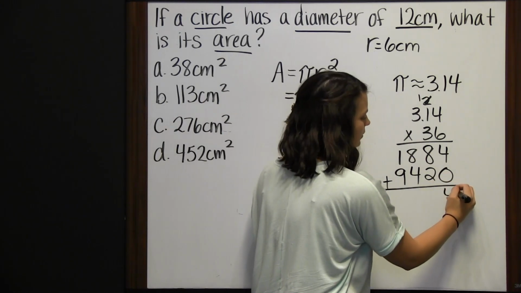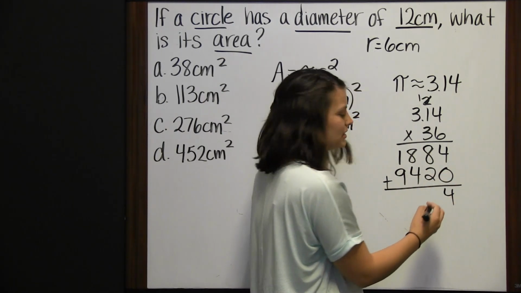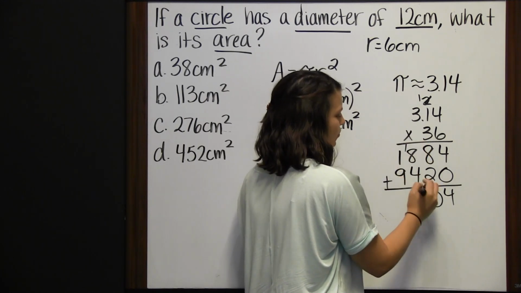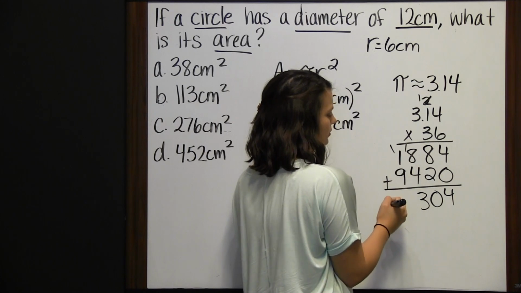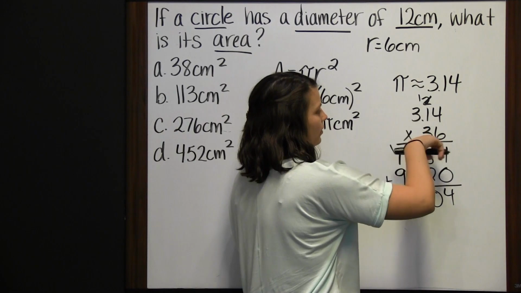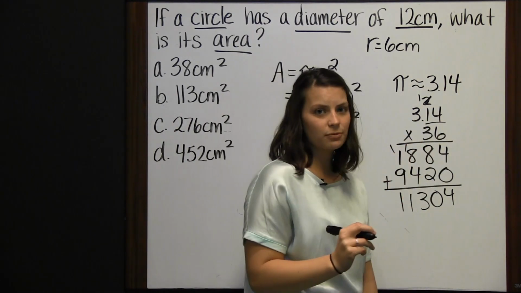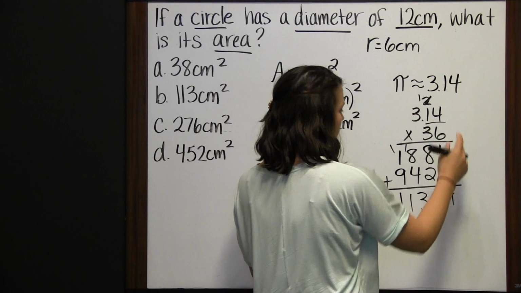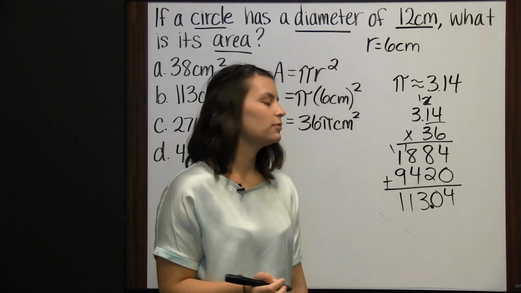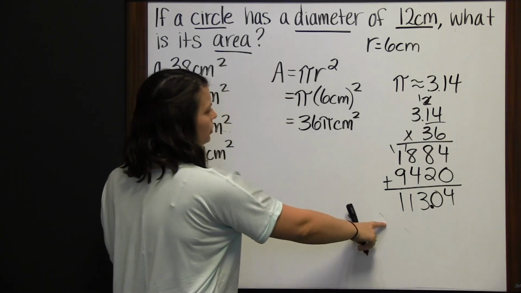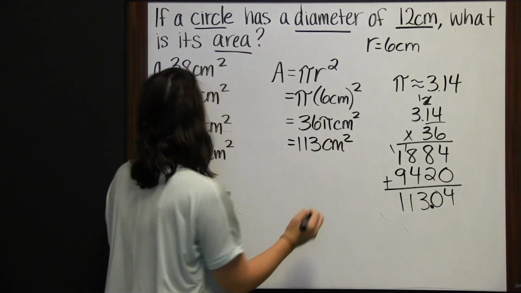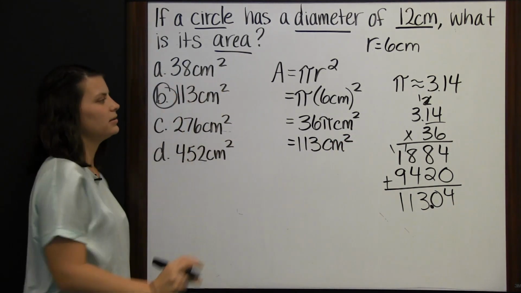4 plus 0 is 4. 8 plus 2 is 10. Write the 0, carry the 1. 8, 9 plus 4 is 13. Write the 3, carry the 1. 9, 10, 11. Now, we have two numbers behind the decimal place in the numbers we multiplied together, so that means our product must also have two numbers behind the decimal place. So our answer would be 113.04 centimeters squared, which is answer choice B.